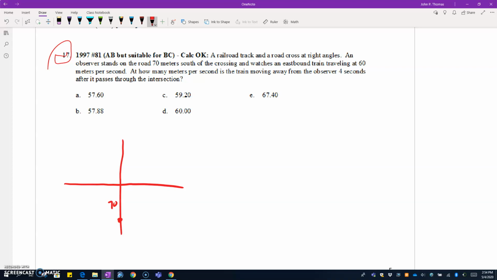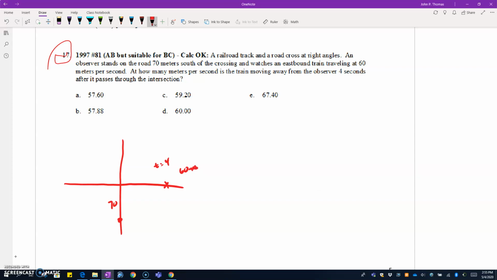and watches an eastbound train moving at 60 meters per second. At how many meters per second is the train moving away from the observer 4 seconds after it passes through the intersection? Alright, so we're going to put the train there, and it's going to be 4 seconds in. Alright, and the train is traveling at 60 meters per second.